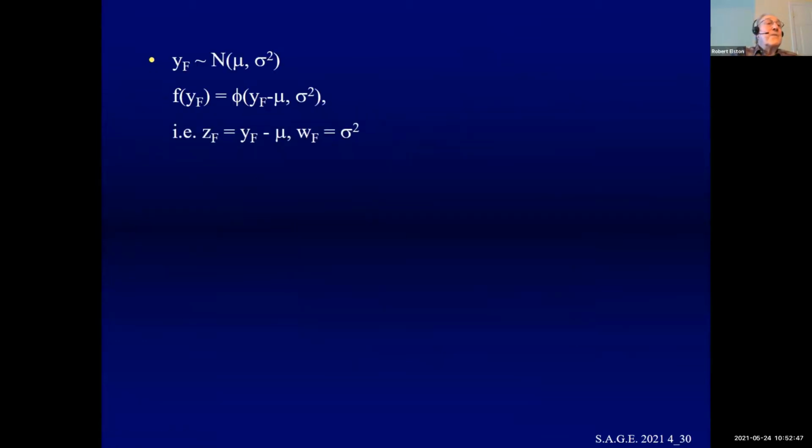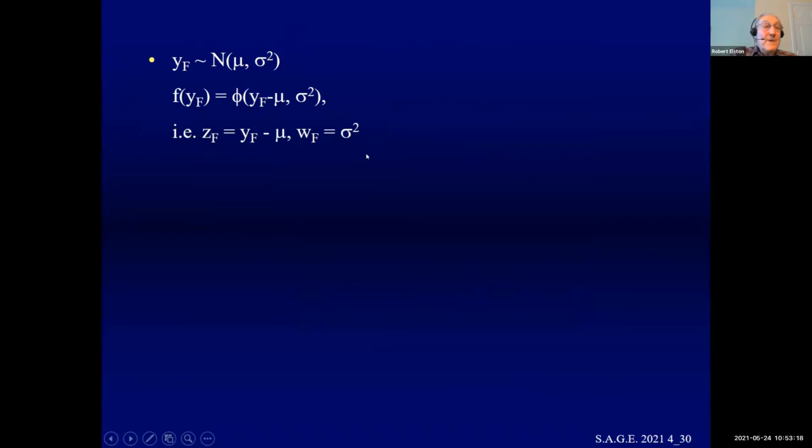So the father is normally distributed with mean mu, variance sigma squared. The conditional, given that we know the mean, is that Z is normally distributed with mean 0 and variance sigma squared. This has mean 0; it's the ordinate at that point. And the conditional variance is the ordinary variance, sigma squared.